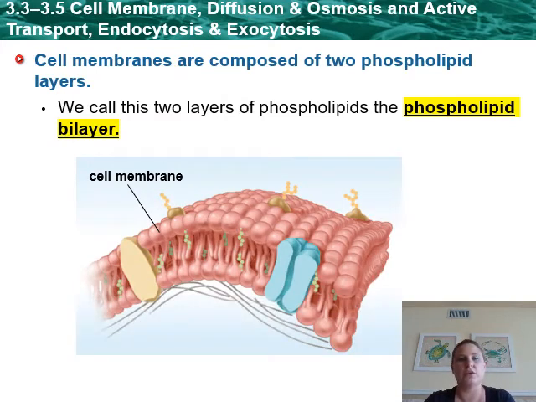So first things first, our cell membrane. We're going to talk about its structure first. So what is it made of? Well, cell membranes are composed of two phospholipid layers. We call this two layers of phospholipids the phospholipid bilayer. Now you've heard of lipids before, fats, right? We learned about them when we learned about macromolecules. Phospho, because it's phosphorus, right? Bilayer, because we have two layers, so bilayer.